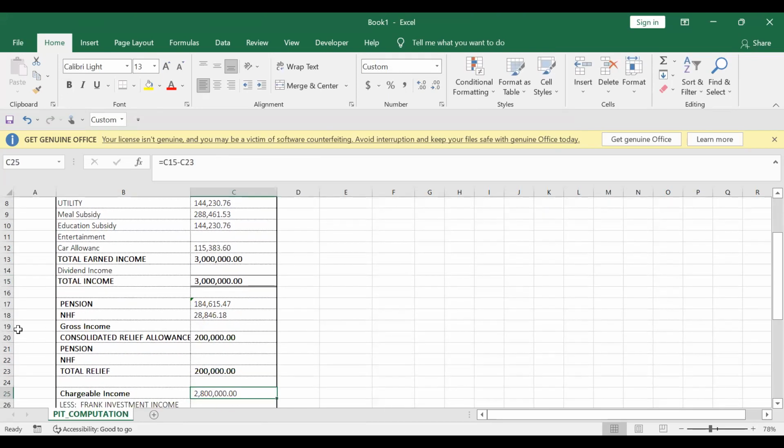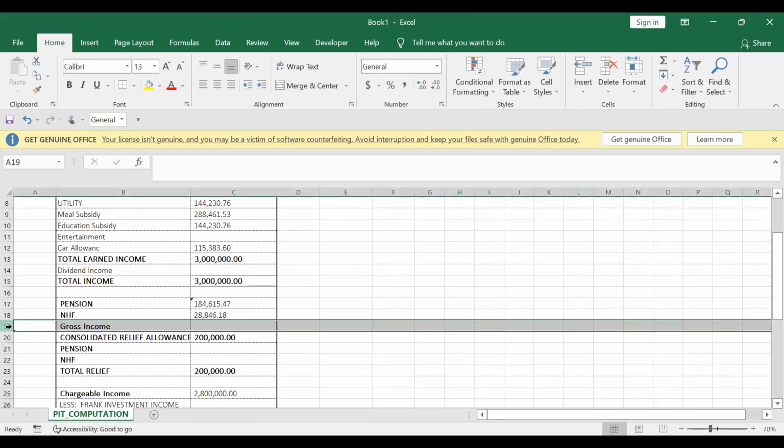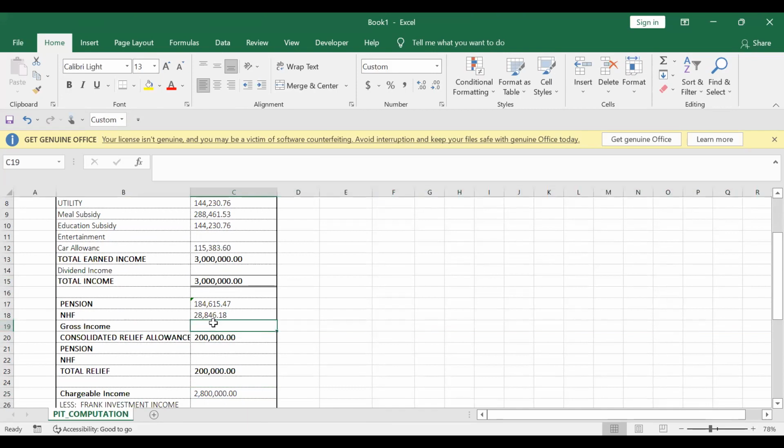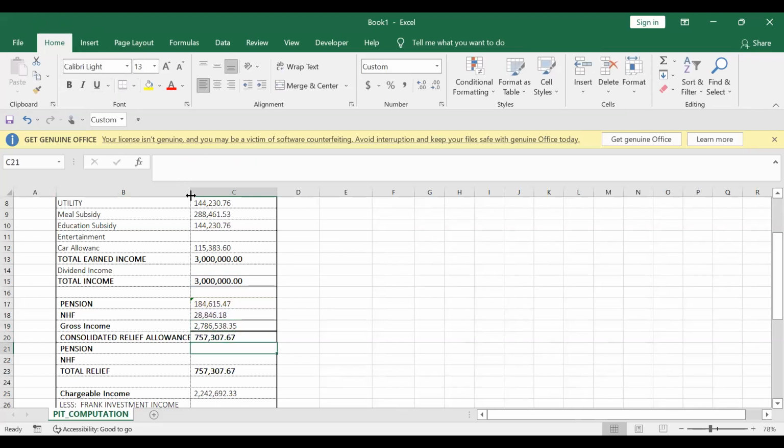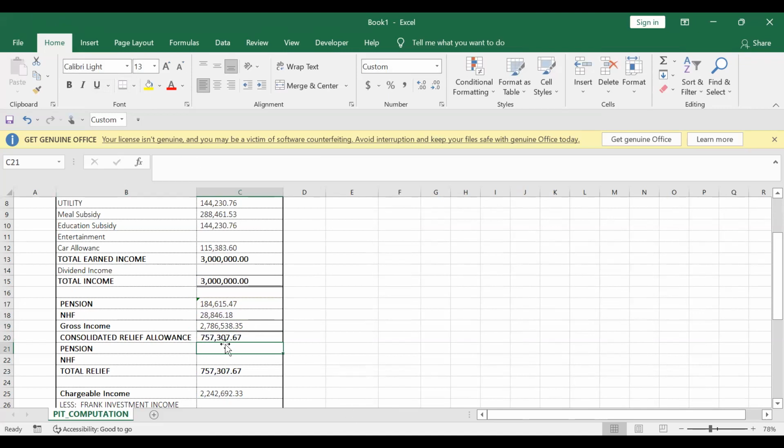Now, assuming the question did not have NHF, did not have HMO and other statutory relief, then your gross income, which I explained to be the difference between the total income and all the other reliefs. So we'll say 3 million minus 184 minus 228 will give you your gross income. So you will then be calculating your consolidated relief as a function of the gross income.